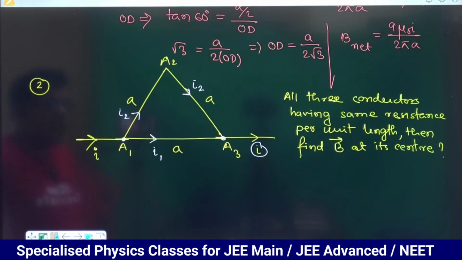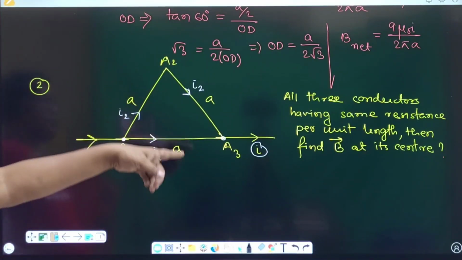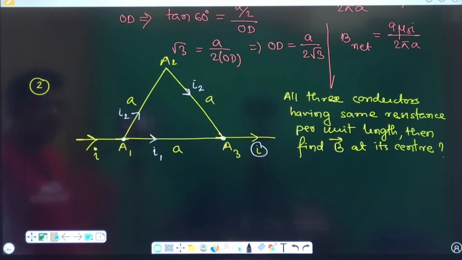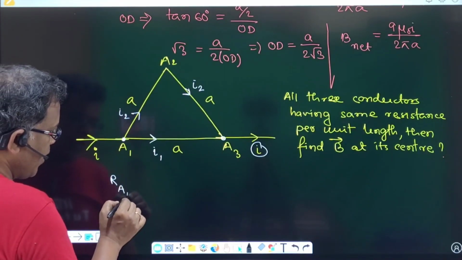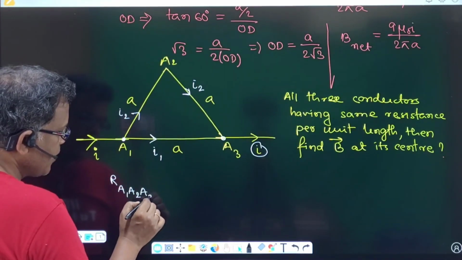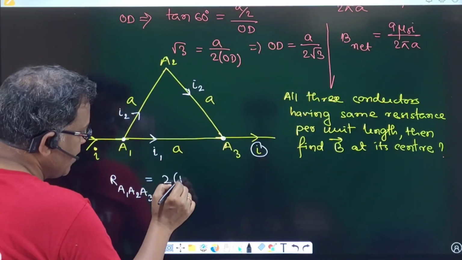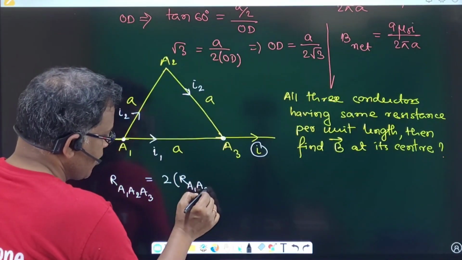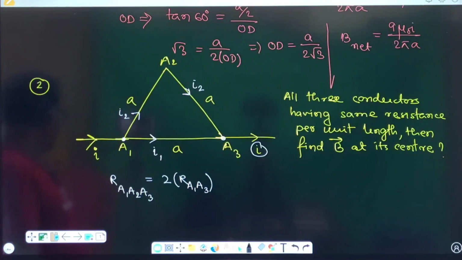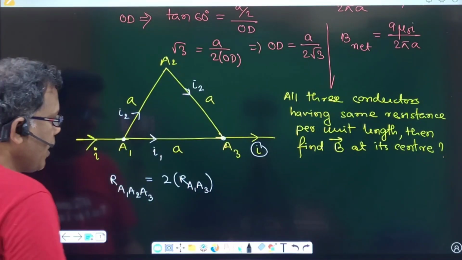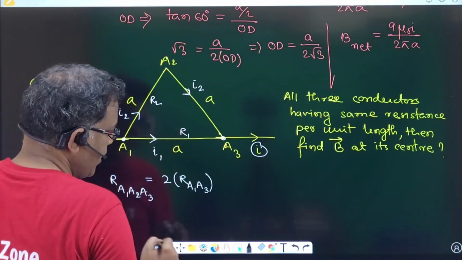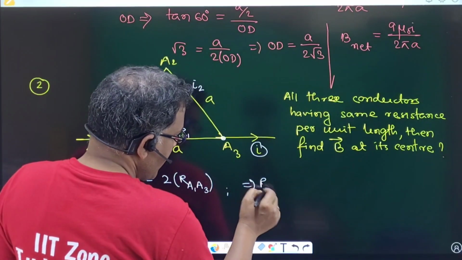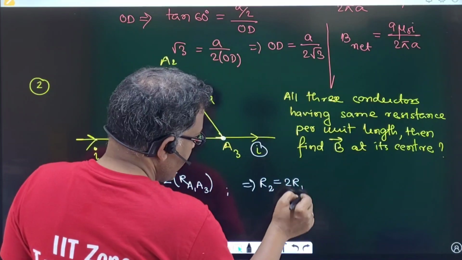Now, the resistance per unit length being the same, the path A1, A2, A3 is twice the length of A1 A3. So the total resistance of this path A1, A2, A3 will be twice the resistance of A1 A3, yes or no? Being double the length, right? So if the resistance of this one is R1, this part will be R2, that is twice R1.